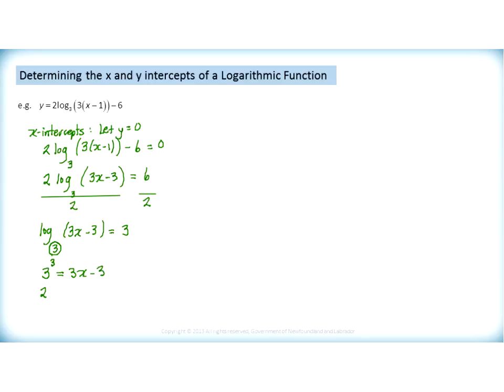3 cubed is equal to 27. You can bring the minus 3 over to the left to be plus 3. So then we have 30 is equal to 3x, and that means then that x is equal to 10. So that is the value of x for your x-intercept. And you can write it as the coordinate (10, 0) if you had to sketch it on a graph.